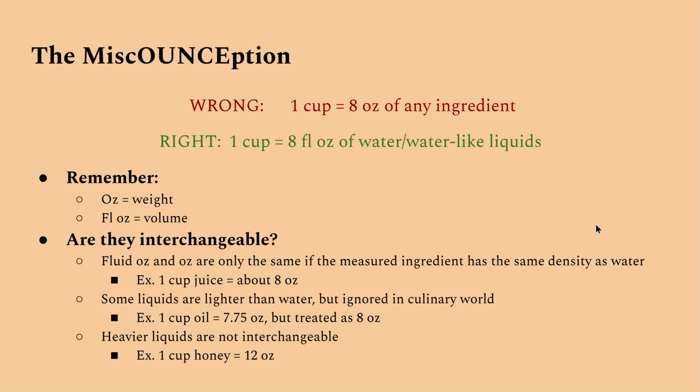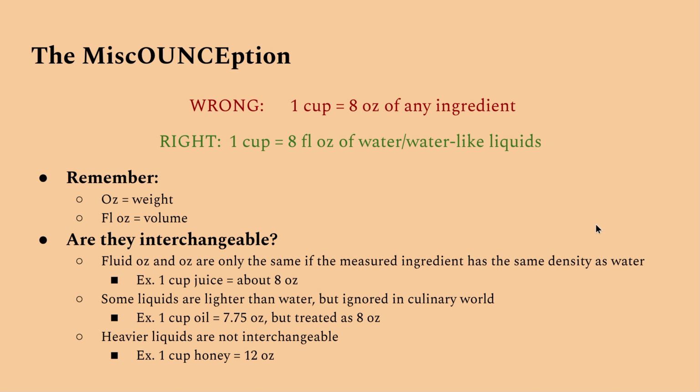Now, some liquids are actually lighter than water, but it's so close that we generally ignore it in the culinary world. The best example I can give you is 1 cup of oil. If you were to weigh that out, it would be about 7 3/4 ounces. But that 0.25 ounce, we just round up, say it's close enough, good enough. We treat it as 8 ounces.